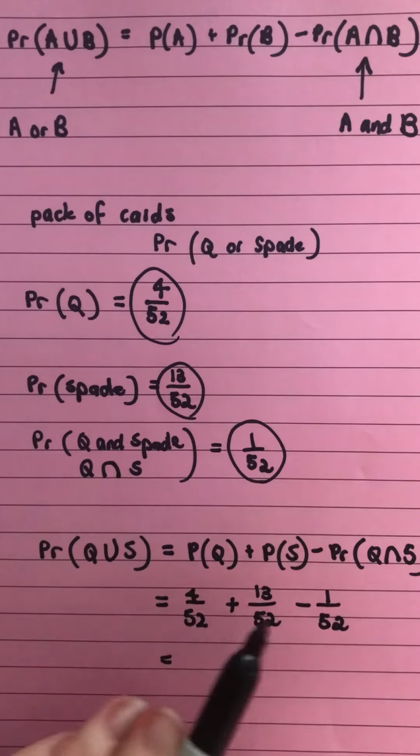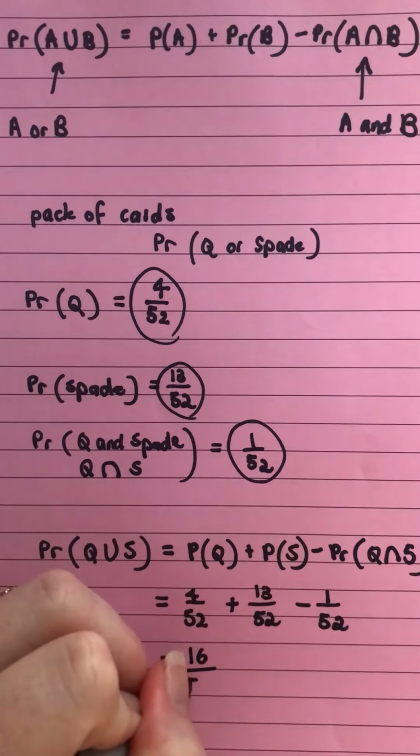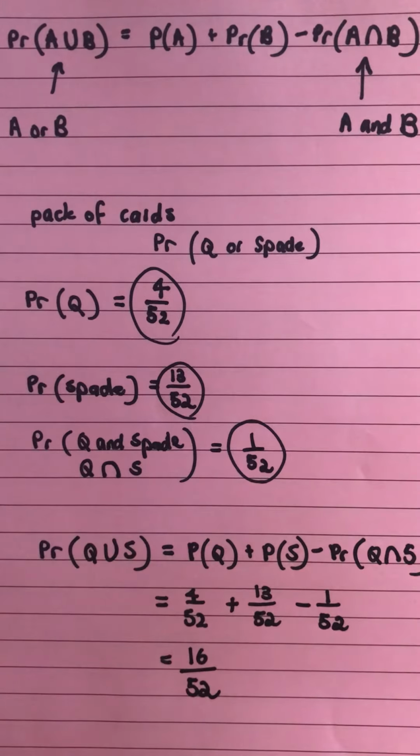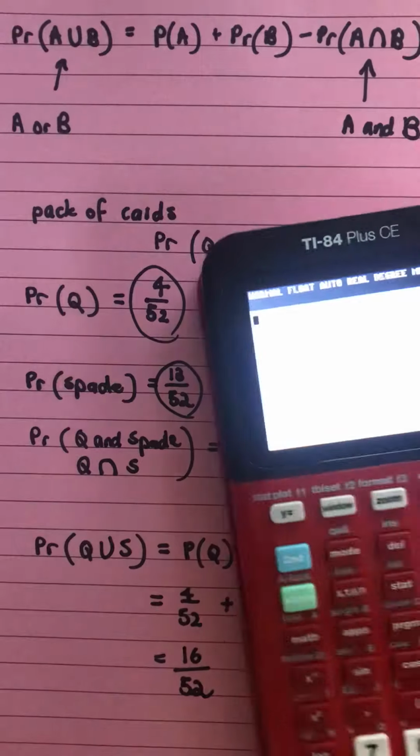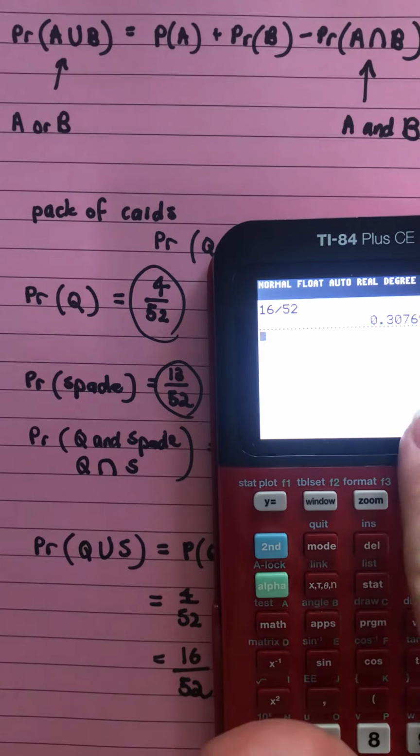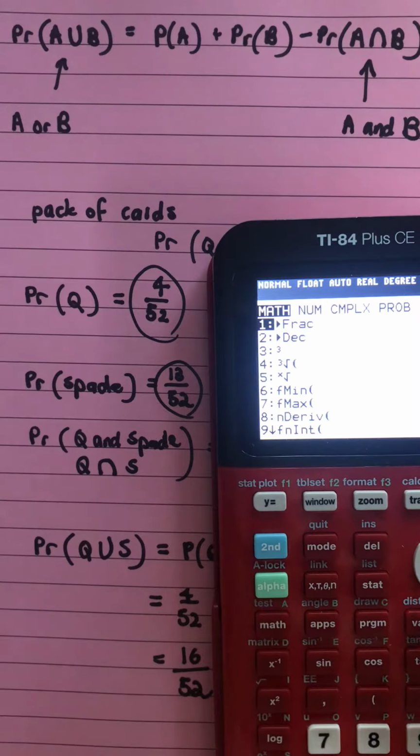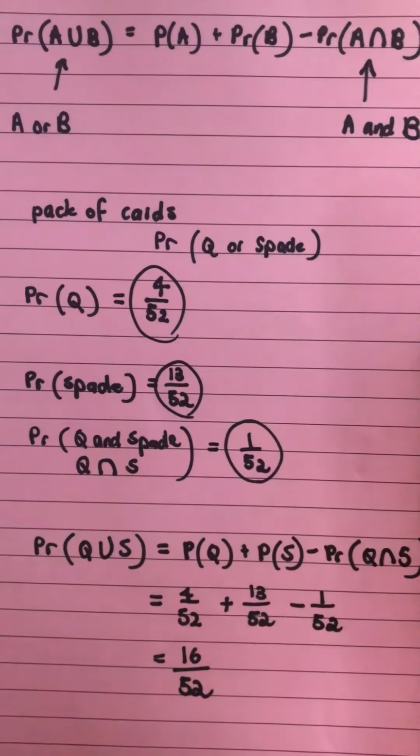So when we do 4 plus 13, we get 17. Take away 1 is 16 on 52. So we can simplify that. If you're not sure how to simplify that, I always say to my students, you can always check it on the calculator. On this one, I can just do 16 divided by 52. I can get the decimal, but if I go to math 1, and it will change that to the fraction for me, which is 4 on 13.